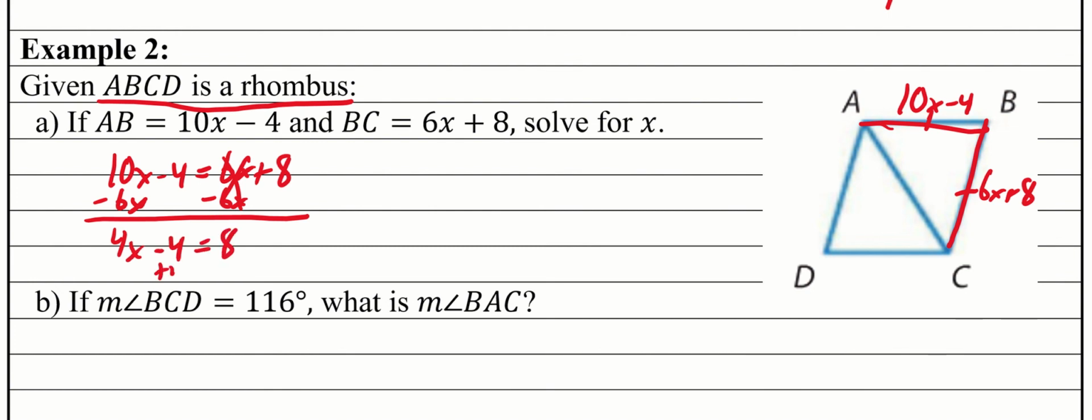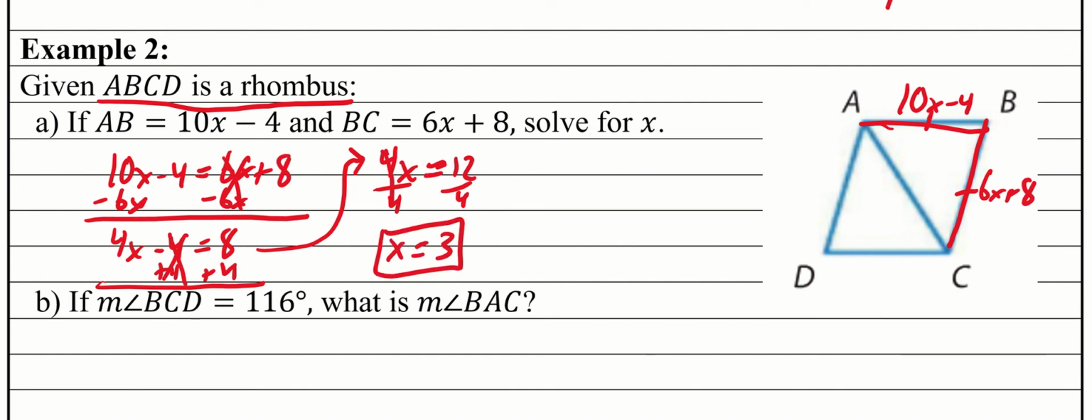I can add 4 to both sides to get rid of that. When I do that, these cancel. I'll bring that over here. I have 4x equals, and I have 8 plus 4, which is going to give me 12. And then last step here, we know to solve for x, we just divide by 4, and I get x equals 12 divided by 4, which is 3.